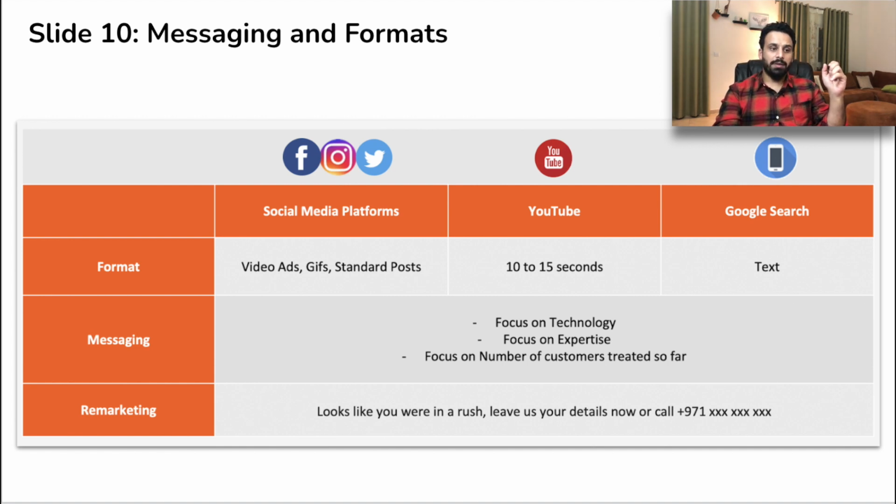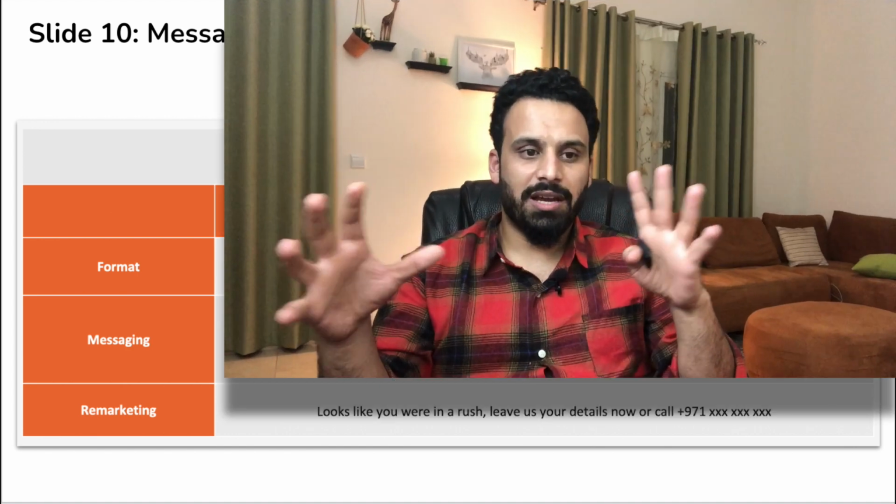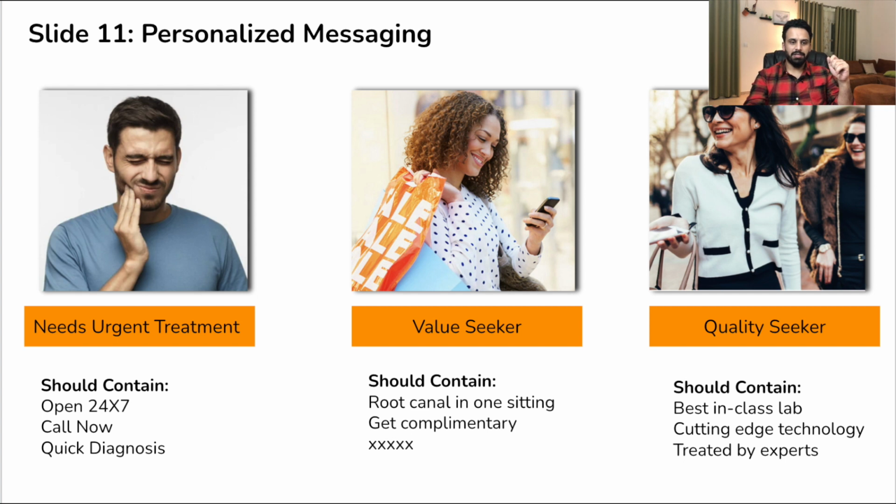Now, as I already told you, for a personalized message we have to look at each of the personas and come up with 3 tones of the message. For example, for quality seekers, you focus on keywords like best in class lab, cutting edge technology, treated by experts. However, for value seekers, root canal in one sitting, get complimentary extras, and so on. And similarly for the persona who needs urgent treatment.